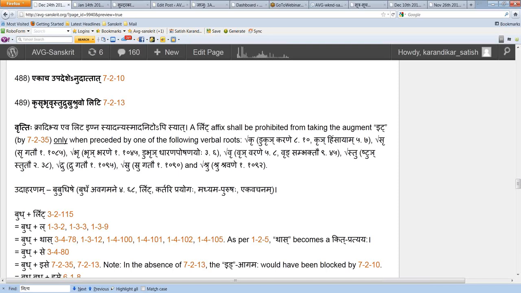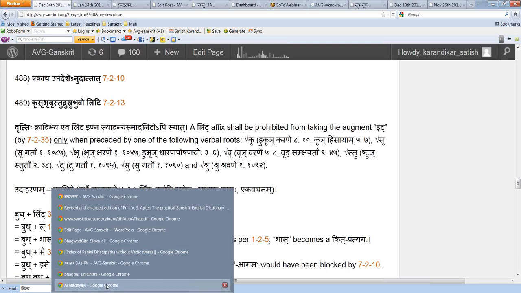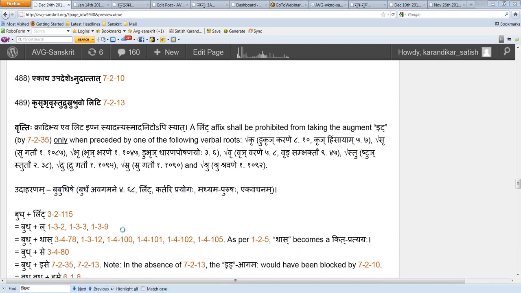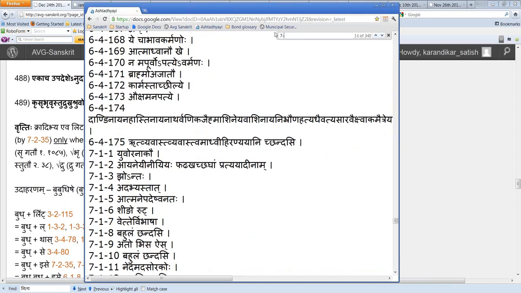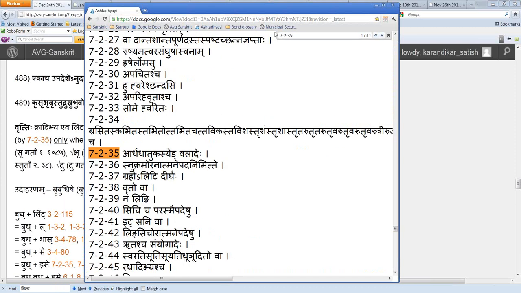Because we have already seen the sutra which says Ardhadhatukasyed valadeh. Which means that if you have a pratyaya which is valadi, valadi means it begins with a consonant which is not a yakara, then it can take the id agama as long as it has the sanjna of ardhadhatukam. Ardhadhatukasyed valadeh. So that is fine.